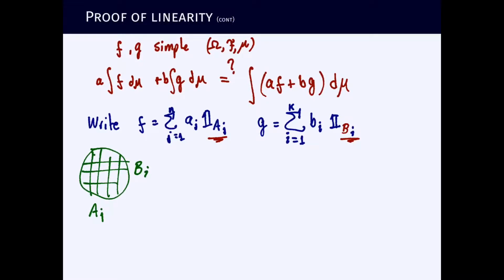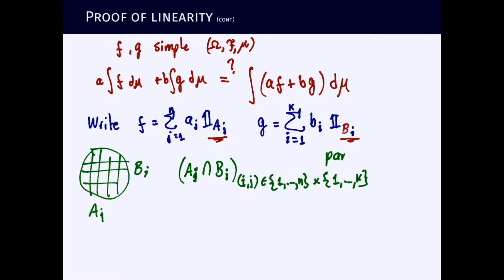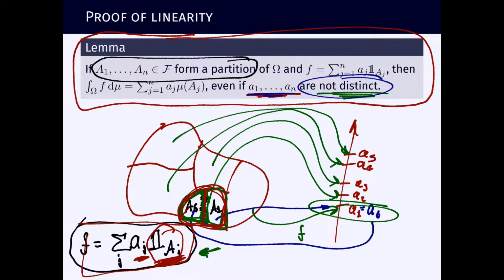We can of course define a partition indexed by both i and j. So you can consider Aj intersection Bi, and let i and j vary on this set, which is also a finite set. So this is a partition. And this is all that matters for us, that this is a partition, because by the previous lemma, we need to work with a partition.